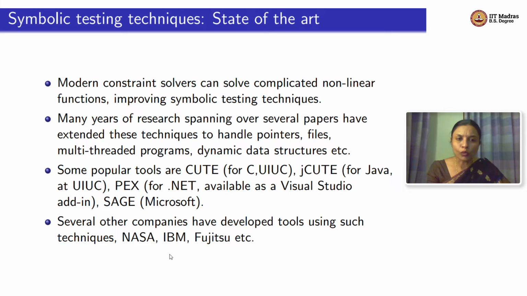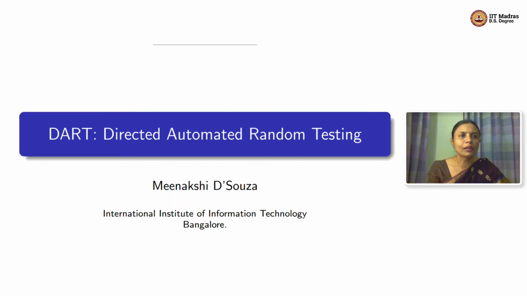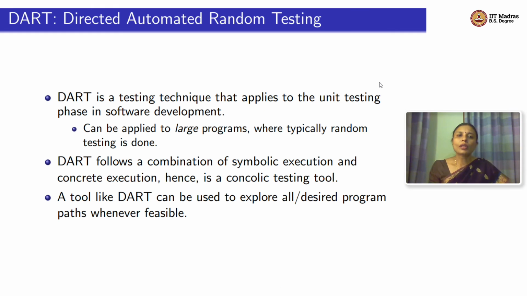So now what we will move on and do, I'll switch slides, is to look at the algorithm for concolic testing that was first proposed. Now the state of the art has several different algorithms. Within the scope of this course, we may not be able to look at all the algorithms, but let's look at the first algorithm for concolic execution, namely DART, Directed Automated Random Testing. This is just an independent set of introductory slides. As I told you, DART follows a combination of symbolic execution and concrete execution. So it's a concolic testing tool.